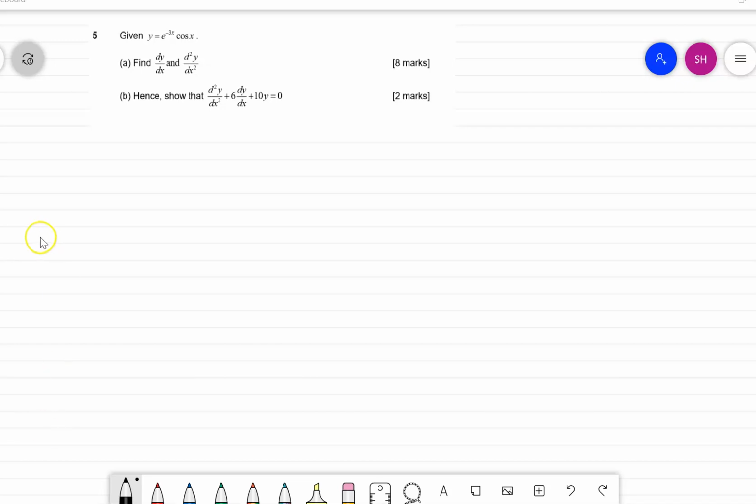Question 5a, given y equals e to the power of negative 3x cos x. Find dy over dx and d2y over dx2. dy over dx means that we need to differentiate first, differentiate kali pertama, and d2y over dx2 means the second derivative. Okay, kita differentiate kali kedua lah. Okay, how are we going to solve for dy over dx?